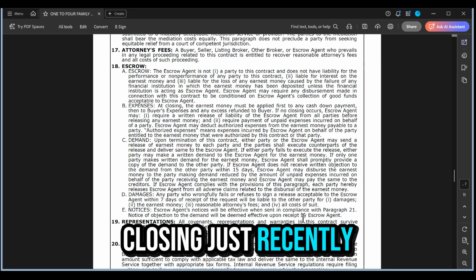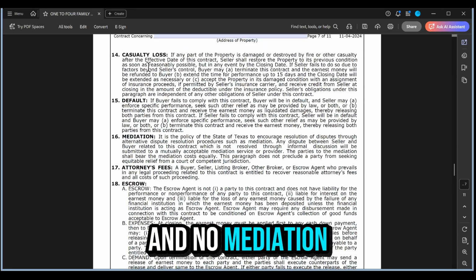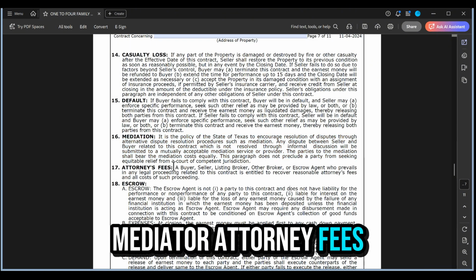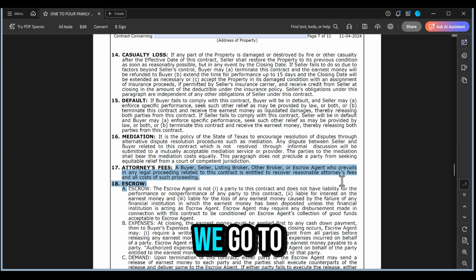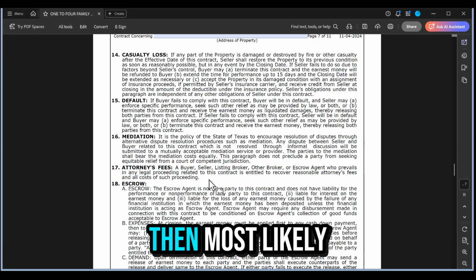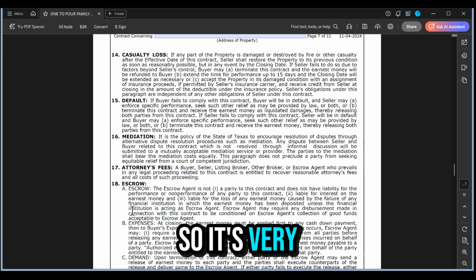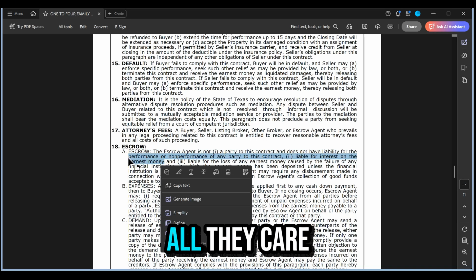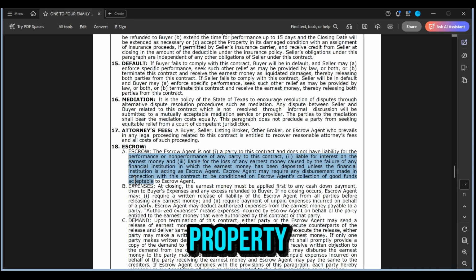I had a closing just recently. Mediation: basically, if you have a problem, you go to a mediator. Attorney fees: whoever messed up is going to pay. If we go to court and you're at fault, then most likely you're going to pay the fees, so it's very important. Escrow, like the escrow agent, is not a party. All they care about is the title of the property.